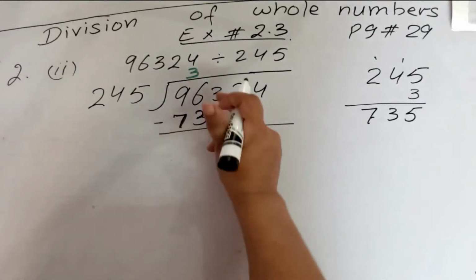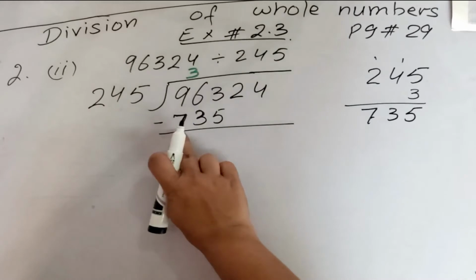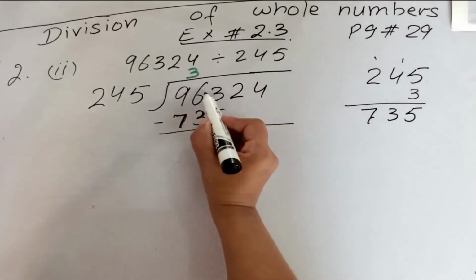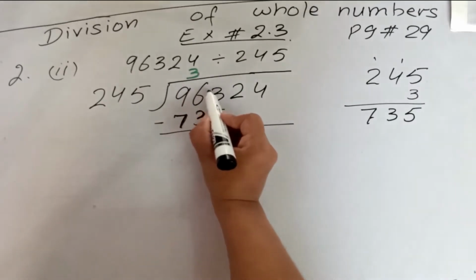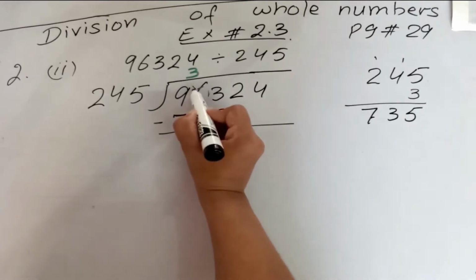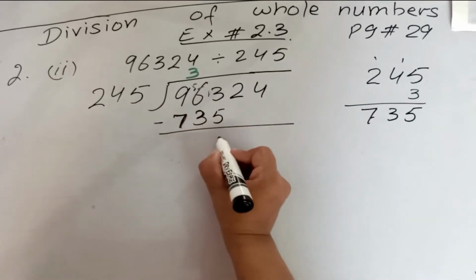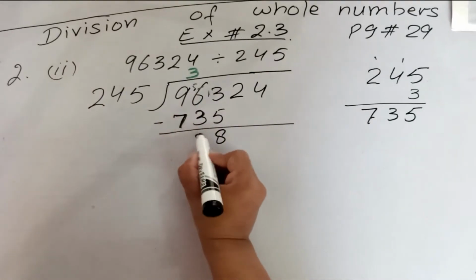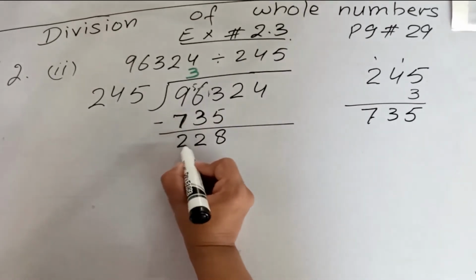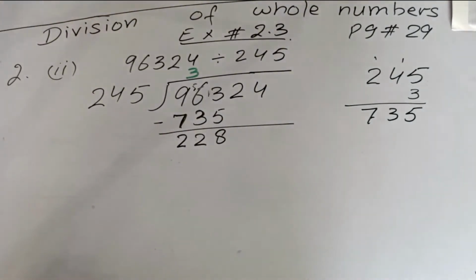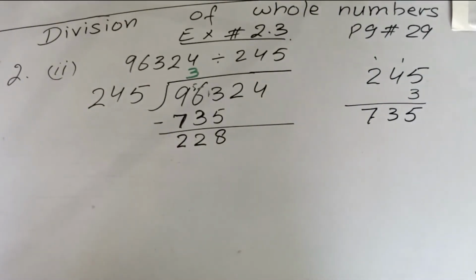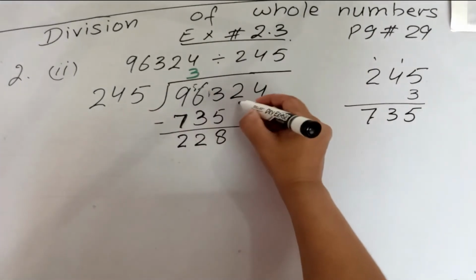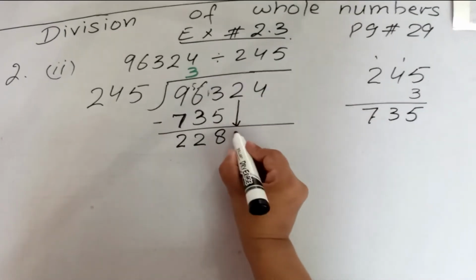Now we have to subtract this value 735 from 963. Borrow from here. 6 will give a borrow to this, it will become 13, and this will become 5. So 13 minus 5 we get 8, 5 minus 3 we get 2, 9 minus 7 we get again 2. So the left value is 228. You can see over here that this value is smaller than the divisor. Okay, now what we have to do, we have to bring this 2 over here.